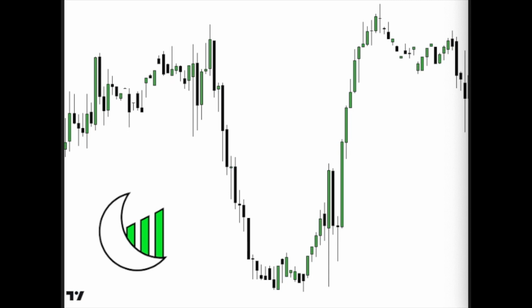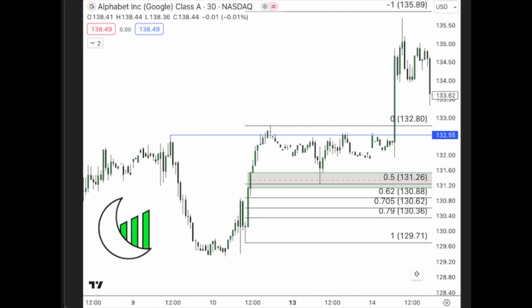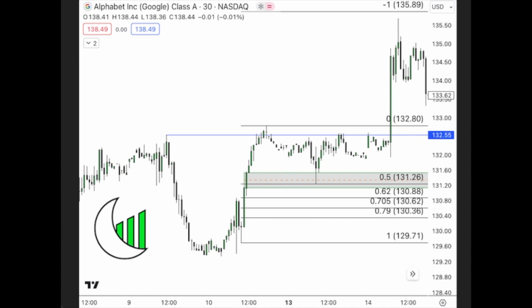If not, here comes the answer right over here, and we're looking at the Google 30-minute chart in this one. As you can see, market structure shifted on this move right here, taking out the high. That shifts market structure bullish, or the trend is now bullish, okay? So based on my model, I look for a retracement back down into a discount bullish imbalance.